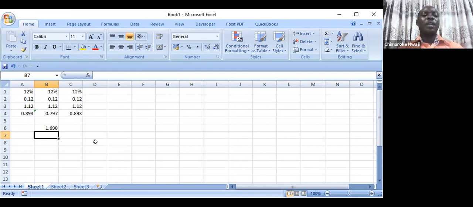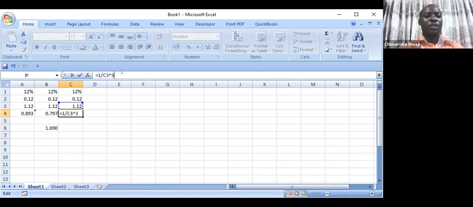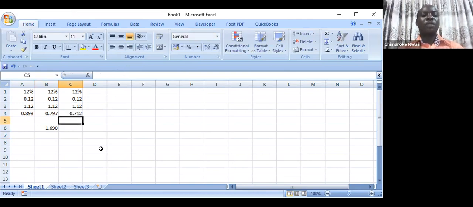Now let's look at year 3. Year 3, the discount factor is 0.712. Now what will be the figure that we'll be using to divide the NPV? You add year 1 to that of year 2 to that of year 3. Gives you 2.402. So that's what we'll be using.